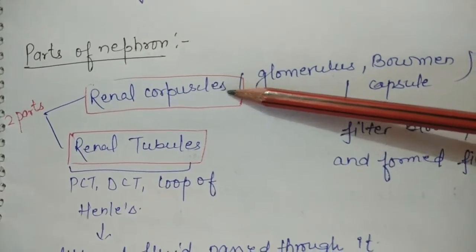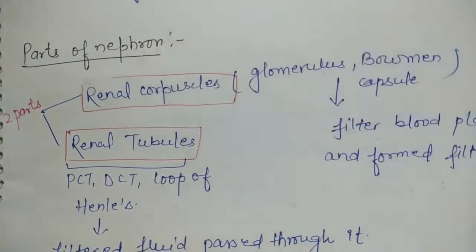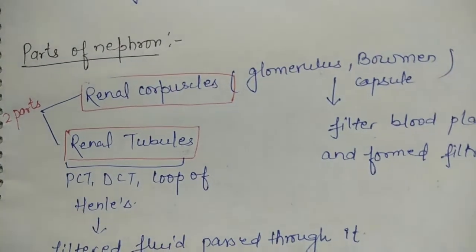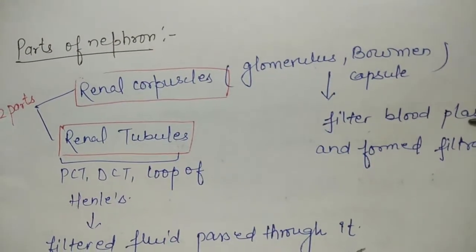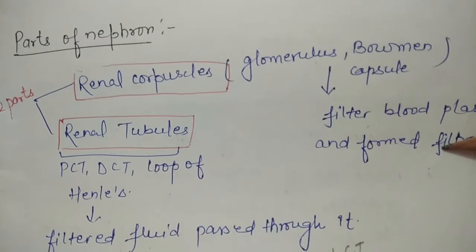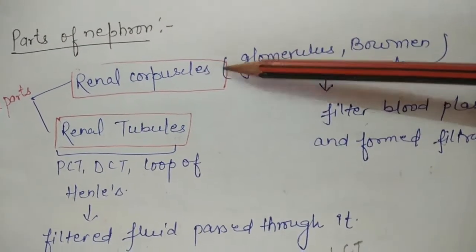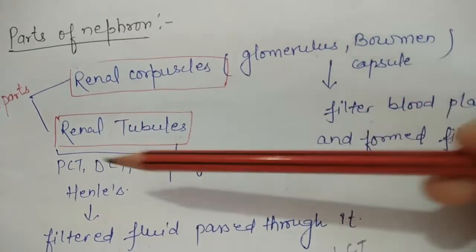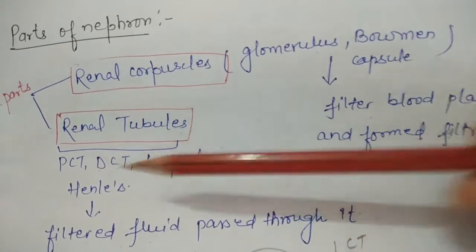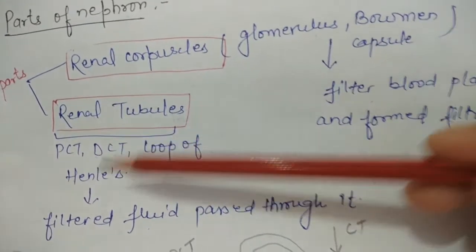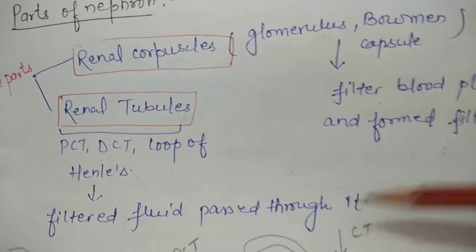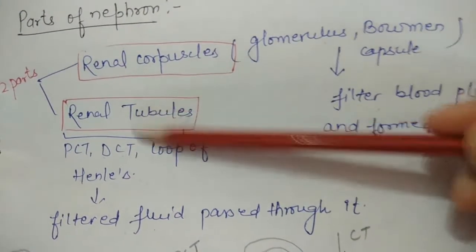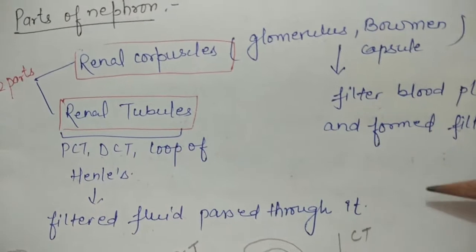The renal corpuscle includes the glomerulus and Bowman capsule, where the filtration of blood and the formation of filtrate take place. While the renal tubule includes the PCT, DCT and loop of Henle, where the filtered fluid passes through the tubule and the formation of urine takes place.